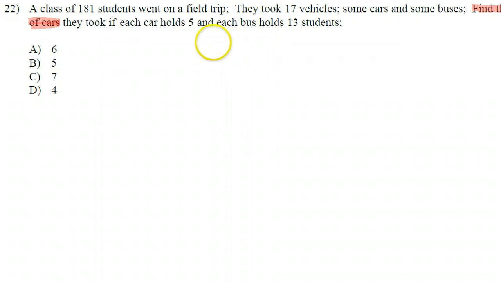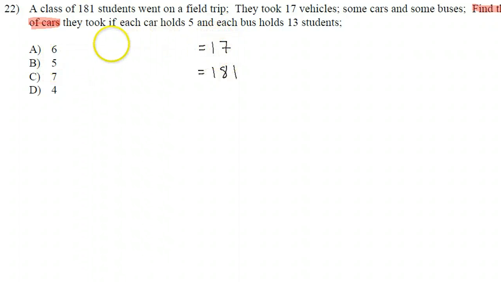So we're counting vehicles, and altogether we have 17 of them. We're also counting students, and altogether we have 181 of them. So we know that that's what we're going to be looking at. These are always the totals of how much on one side. How many vehicles do we have?